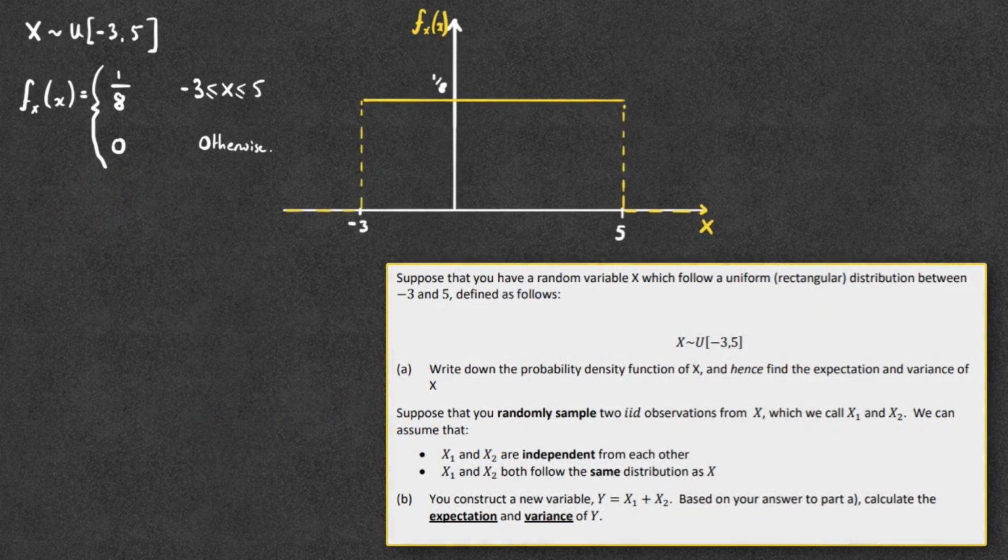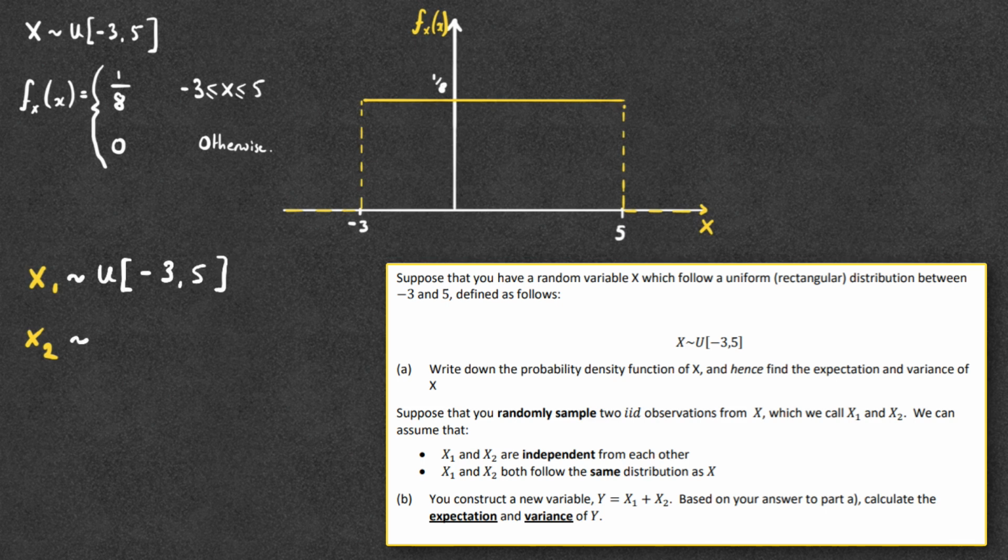Now, suppose that we randomly sample 2 observations from this random variable x. We call our 2 observations x1 and x2. If we randomly sample an observation from this population, this observation that we've got is itself a random variable. We don't know what it's going to be, and it could take any value in the range -3 to 5, and it will follow the same distribution as the underlying population random variable.